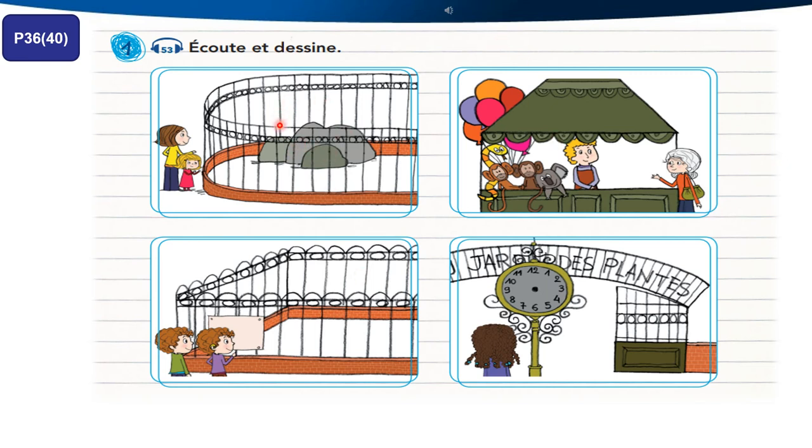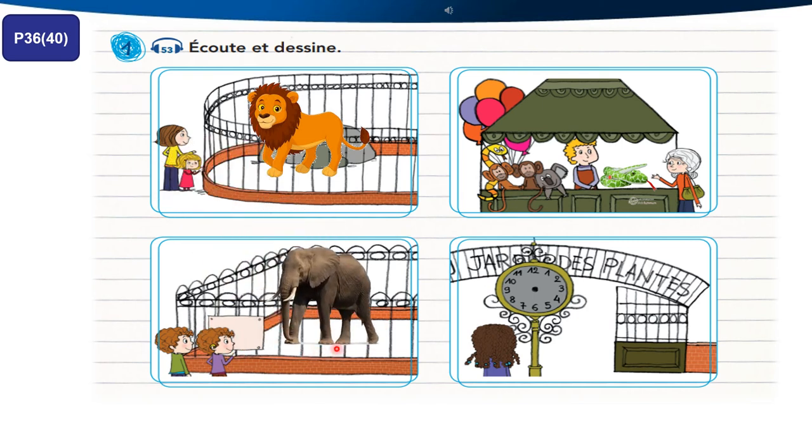Alice et Maggie regardent les lions. Dessine un lion. Mamie Anna achète un serpent en peluche. Dessine un serpent. Les deux cousins regardent les éléphants. Dessine un éléphant.